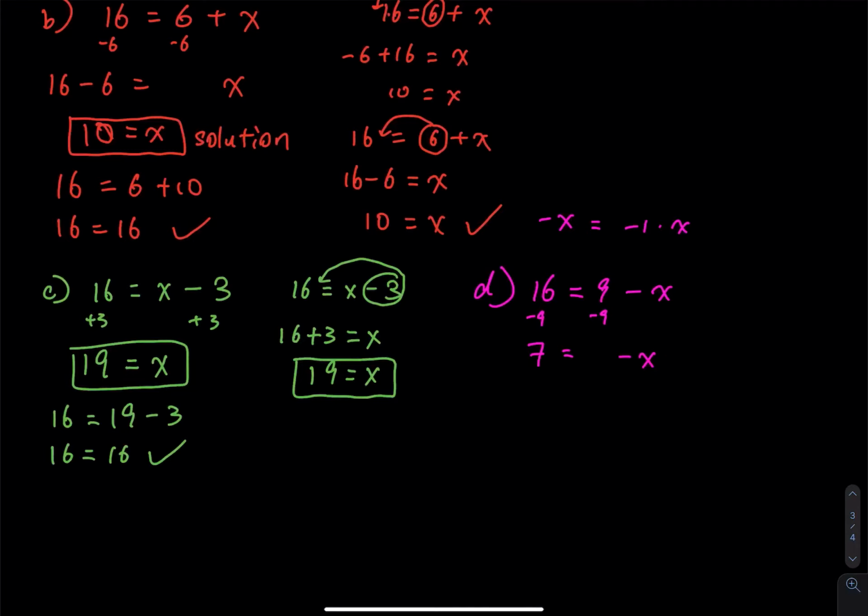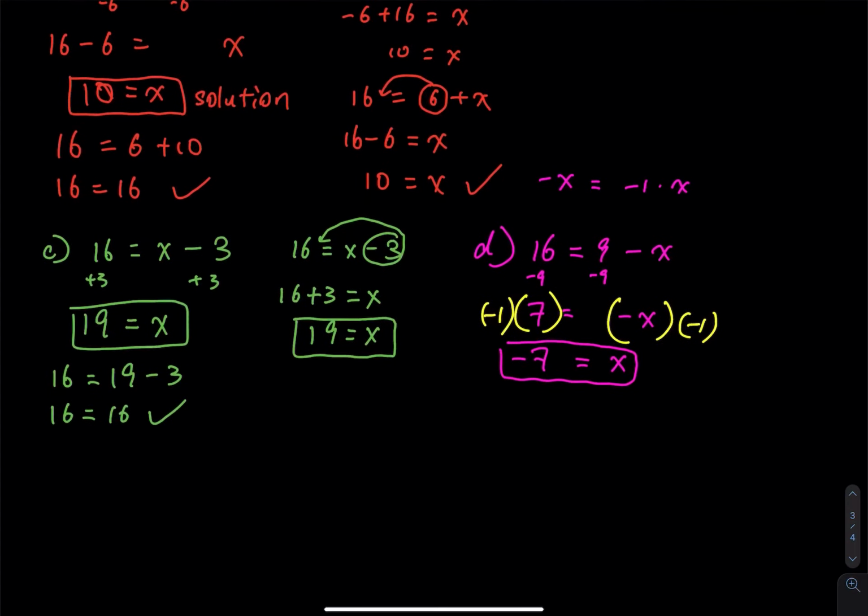You can multiply. Let me use another color. You can multiply negative 1 on both sides. That works too, because negative 1 times negative 1 gets rid of the negative. And then we have negative 7 equals to x. Then this is my solution. All right.